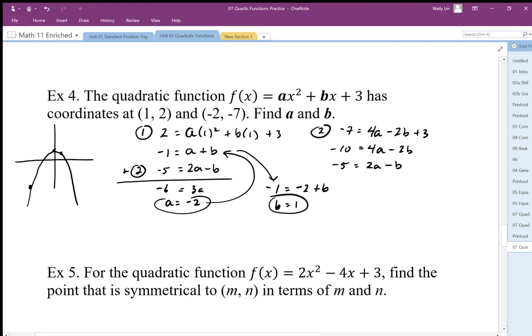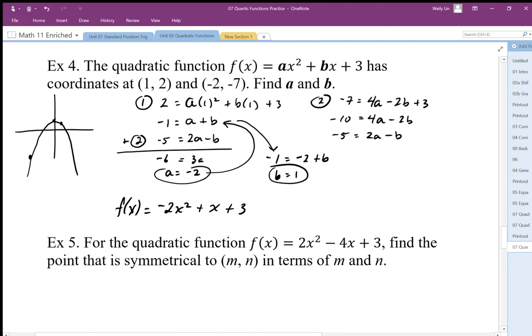So there it is. I've solved for a and b, so I know my quadratic looks like this. F of x is equal to -2x squared, yeah, upside down parabola, plus x plus 3. Okay, so there's my parabola. I had two unknowns, so I had to come up with two relationships to solve for those two unknowns.